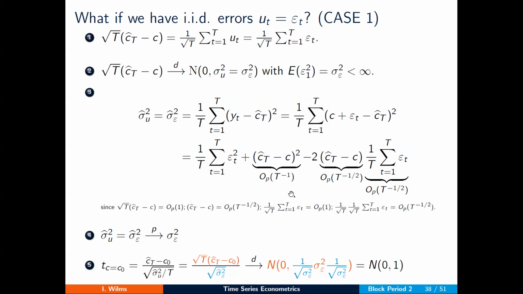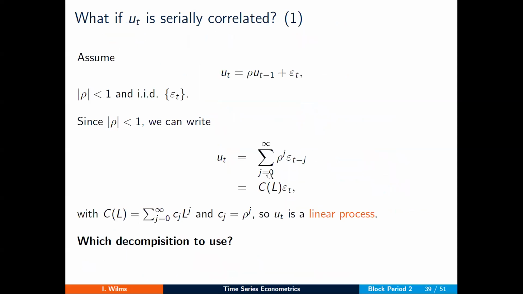Now, the question is, what happens when the error terms are serially correlated? Let's say that we assume that they follow an AR(1) process. Since the AR parameter rho is smaller than 1 in absolute value, we can rewrite u_t that follows an AR(1) as a linear process, so as an MA(infinity) representation, where the MA coefficients are given by the powers of the AR parameter rho.